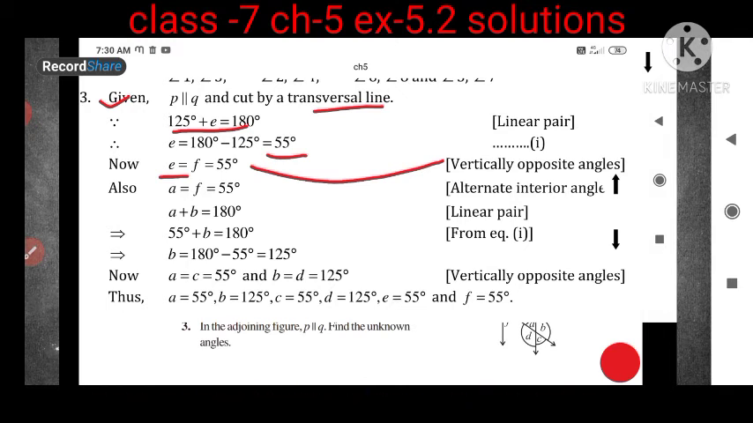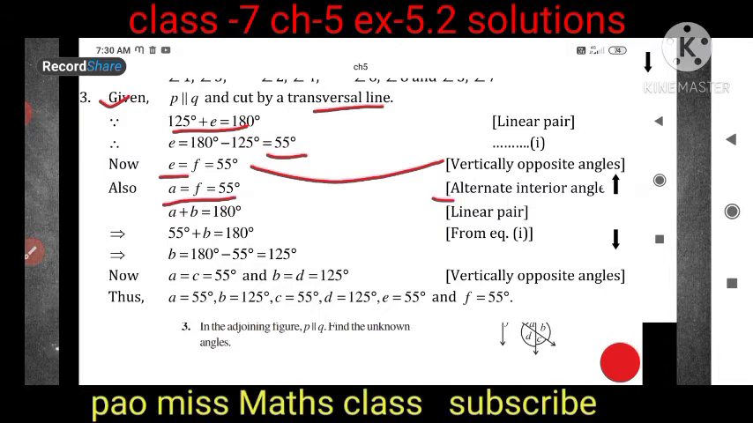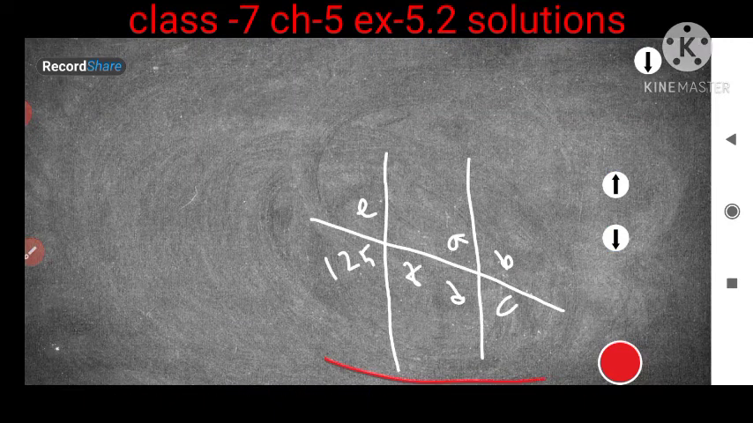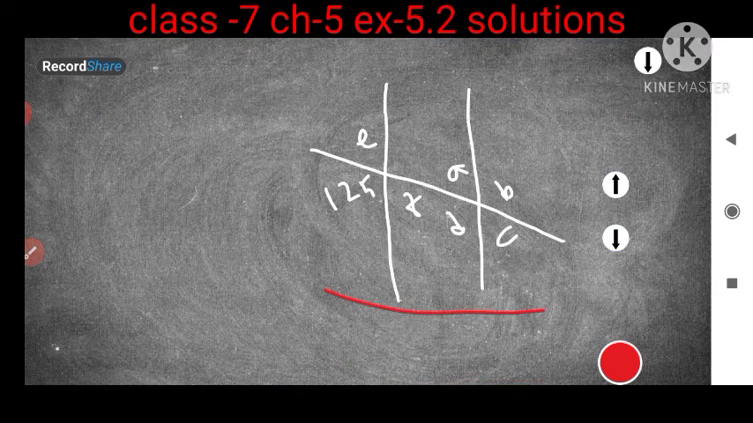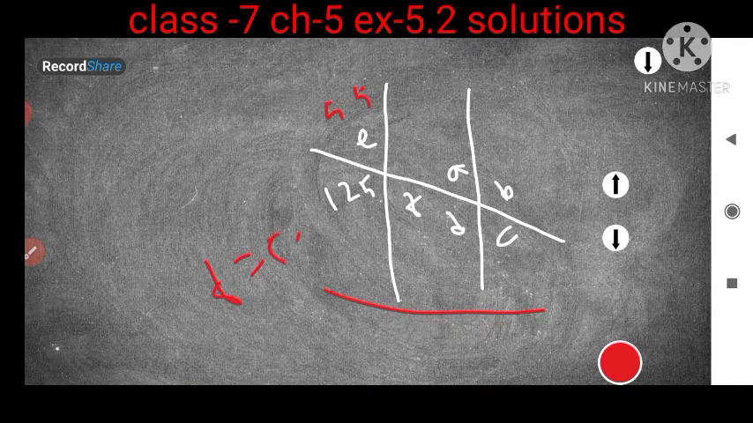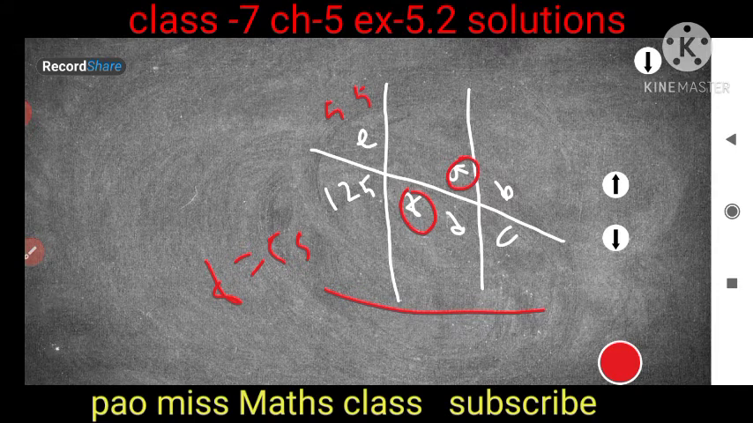Now again A is equal to F or not? Yes. Why? Alternate interior angle. Now A is equal to F. I will show you the figure. You can see this figure. If E is equal to 55 degrees, then E is also equal to F, isn't it? So F will also be 55 degrees. Now again F is equal to what? A, isn't it? Why? Alternate angle. So A is also equal to how much? A will be equal to 55 degrees.